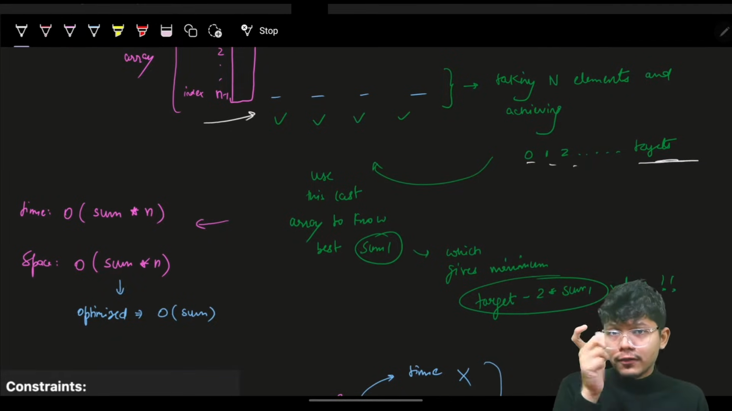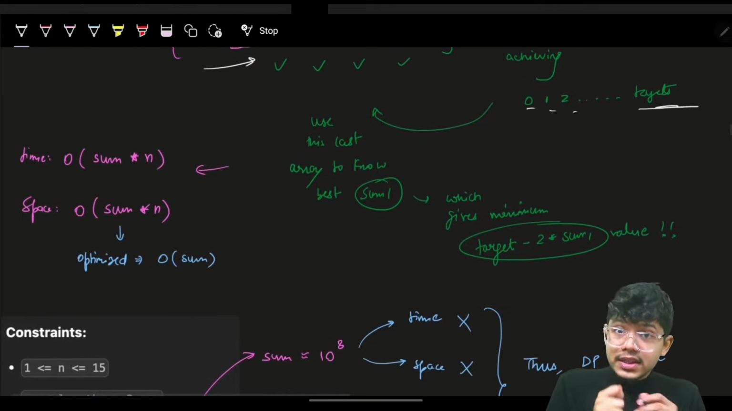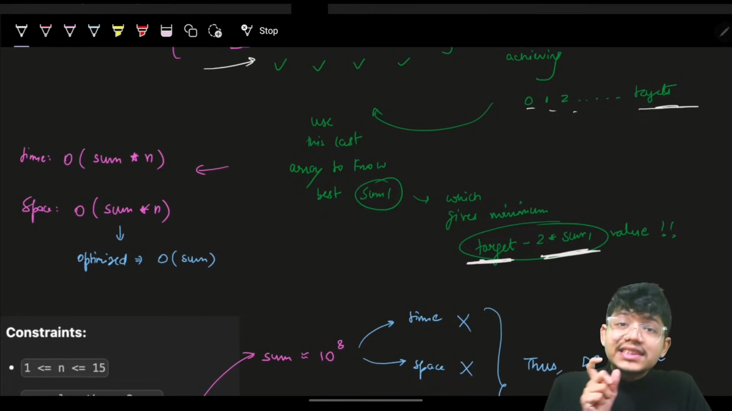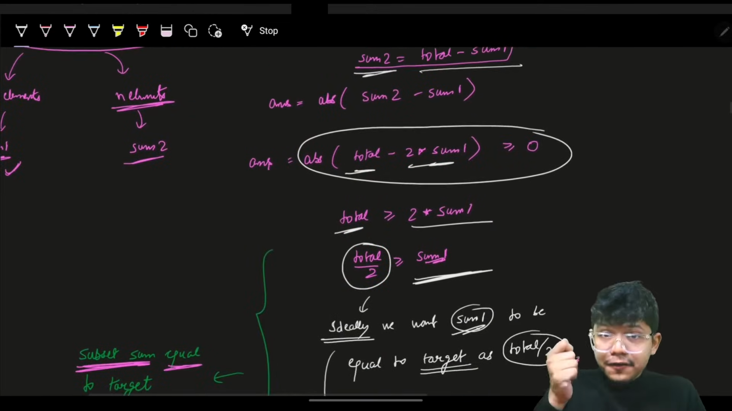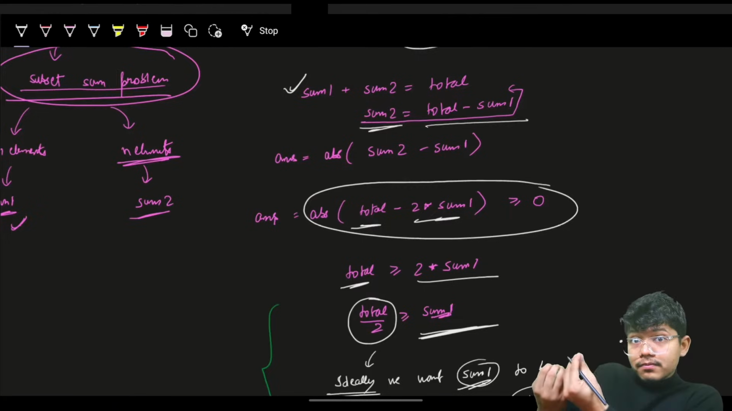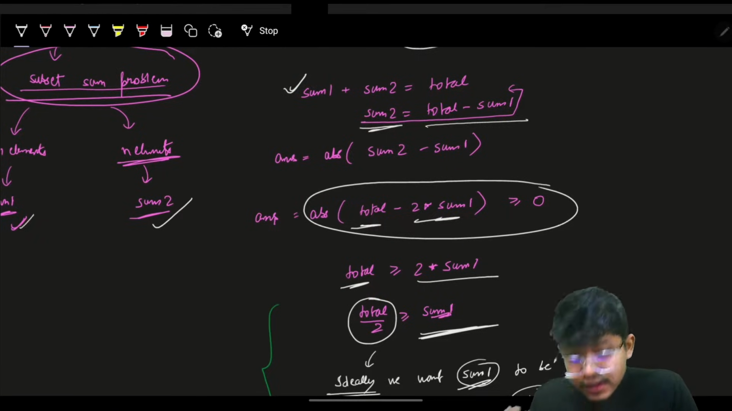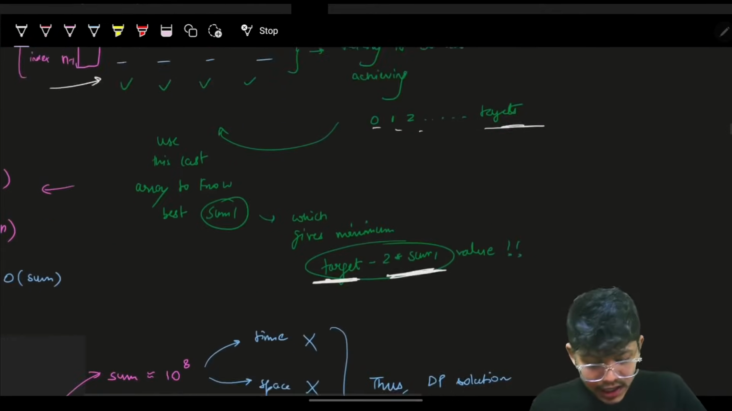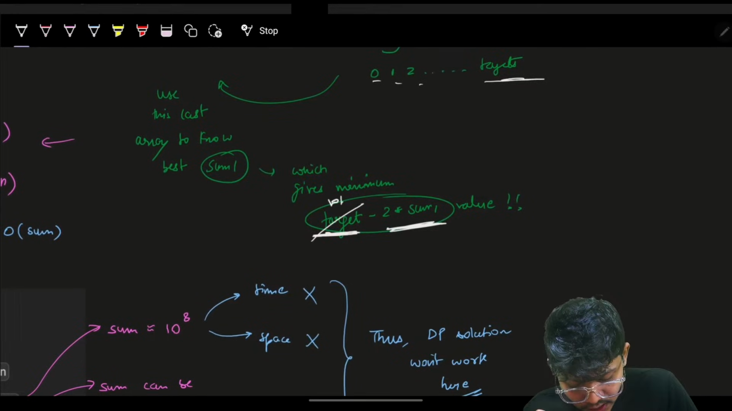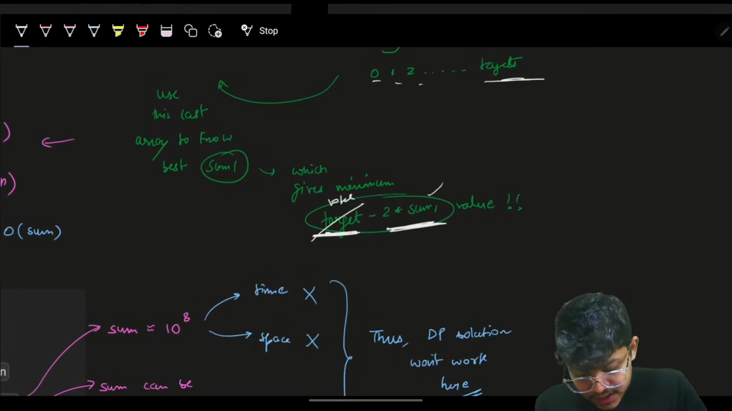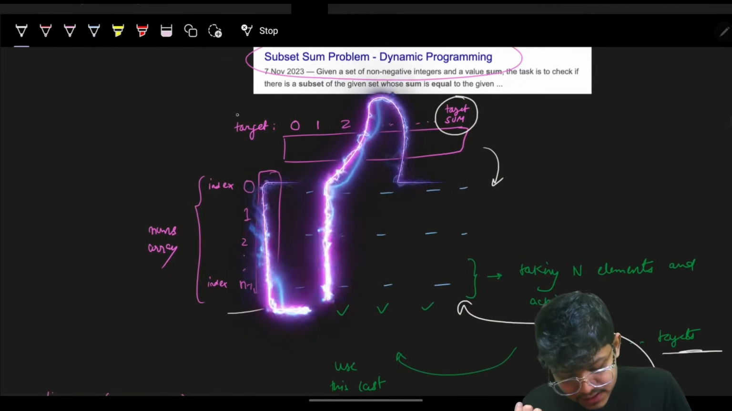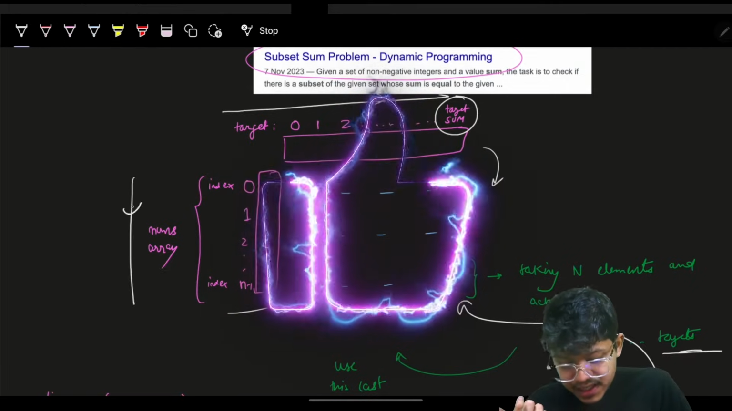for sum1. For my sum1, what's the best possible value I can get, thus trying to minimize my total minus 2 into sum1 value. Because if you remember, my difference between sum2 minus sum1 will be nothing but the entire total sum minus 2 into my sum1. So I will just try to minimize this total minus 2 into my sum1, and this I have achieved from building my bottom up array. This represents the target sum and this represents the n elements.